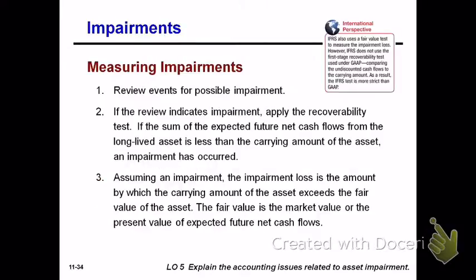All right, next. Measuring the impairment, there are 2 steps generally. We're going to look at a review, and then we're going to apply the recoverability test. That's the sum of the expected future net cash flows. This is not discounted. If it passes this test, you're done. If it fails this test, you have to go out and find the fair market value of the asset, and then you compare that to the carrying value and adjust the carrying value downwards.